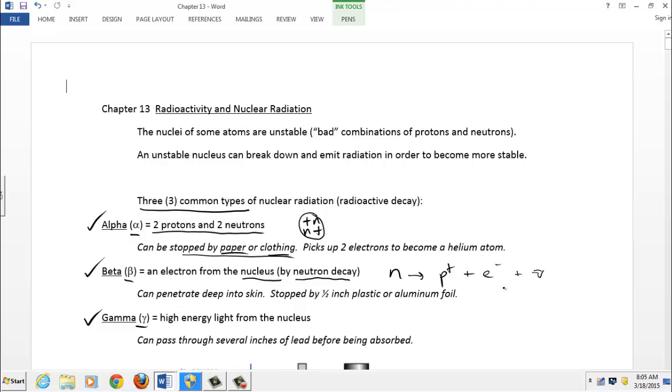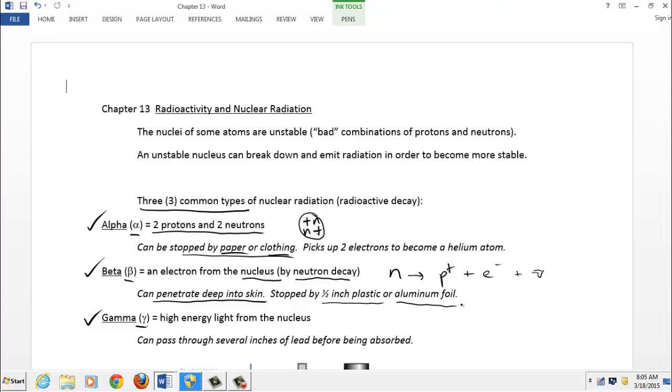Okay, so this beta particle, an electron that flies out of the nucleus, is smaller than an alpha particle, so it can penetrate far into the skin. So you've got to look out for beta particles. However, it's an electron, so when you have enough atoms there, atoms have electrons, they start repelling. Electrons can be absorbed by atoms. So it turns out a half-inch piece of plastic or a single sheet of aluminum foil has enough atoms there to stop a beta particle, to stop a flying electron.